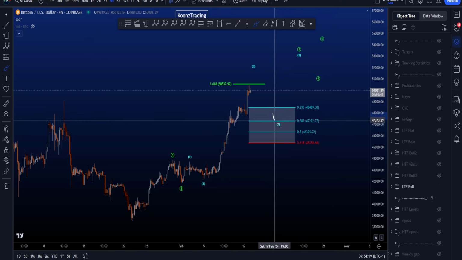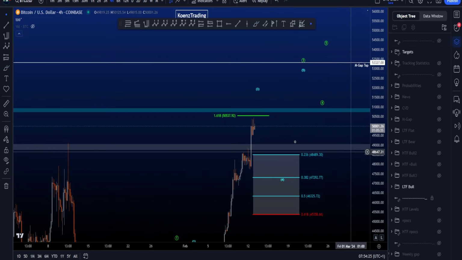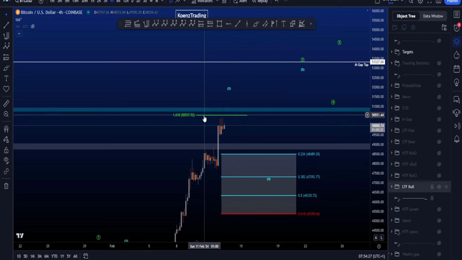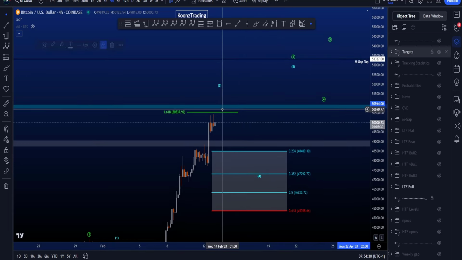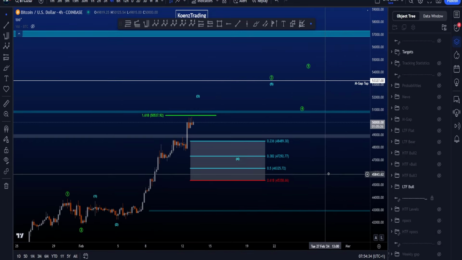After a bounce in wave 4, we want to see price continuing towards the upside. Price is also approaching a resistance area here on the chart. You can see the blue box just above the green 1.618, sitting between 50.7k and 50.9k.